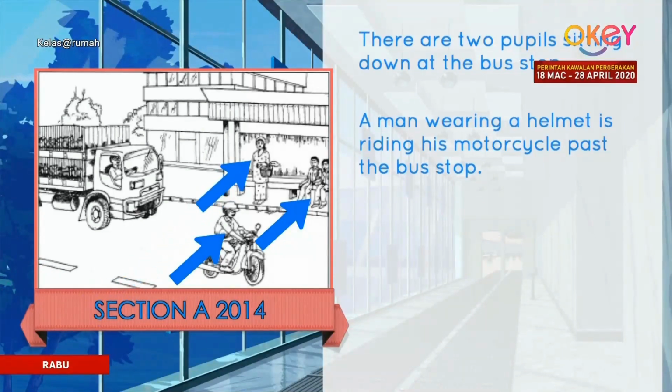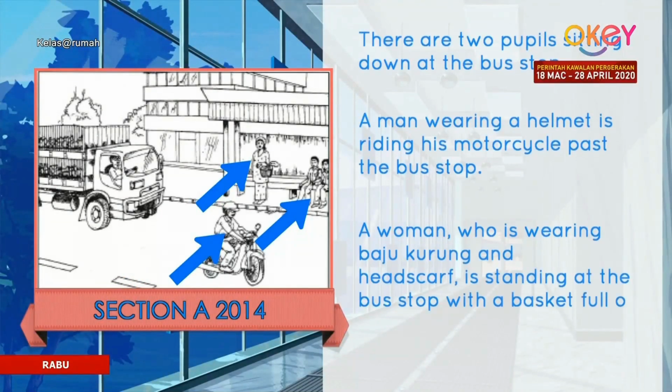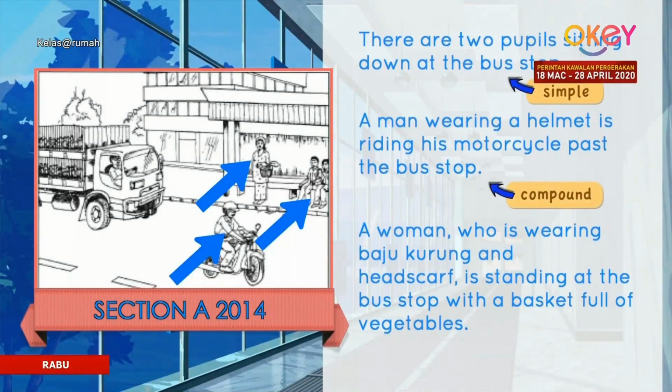We can also do the same thing with a woman at the bus stop, but with more detail. A woman who is wearing a baju kurung and headscarf is standing at the bus stop with a basket full of vegetables. Can you see the difference between these three sentences? The first is for beginner pupils, the second is for intermediate, while the third is for excellent pupils.